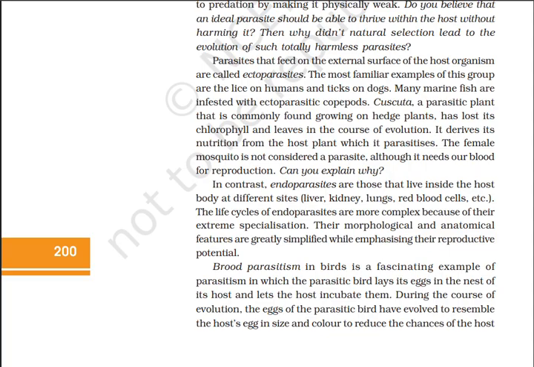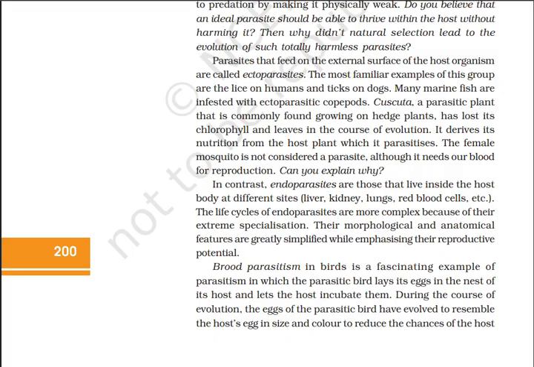Parasites that feed on the external surface of most host organisms are called ectoparasites. The most familiar type of this group are lice on humans, ticks on dogs. Many marine fishes are infested with ectoparasitic copepods. Cuscuta, a parasitic plant that is commonly found growing on hedge plants, has lost its chlorophyll and leaves in the course of evolution. It derives its nutrition from the host plant which it parasitizes. The female mosquito is not considered a parasite, although it needs our blood for reproduction. Can you explain why? The reason is because it does not take shelter in our body.